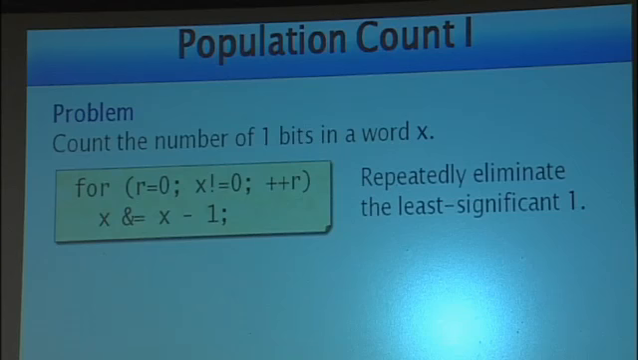ANDing x with x minus 1, which does what? Eliminates the low order bit that's 1, the low order 1. So I basically go through and I just kick out one of the 1s, kick out another one of the 1s, kick out another one of the 1s, until I'm done. This has a branch in it, but in some sense it's a predictable branch because almost all the time you're going through the loop.